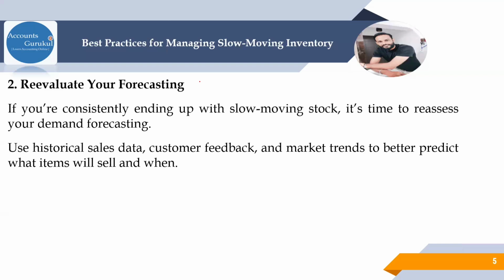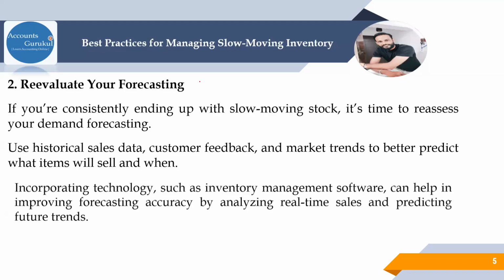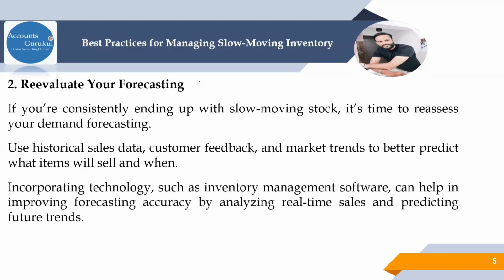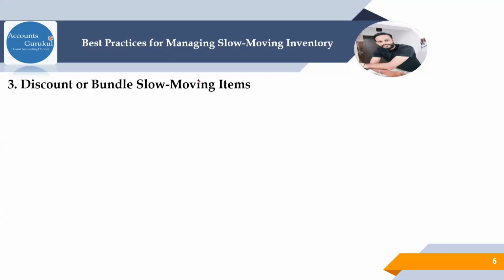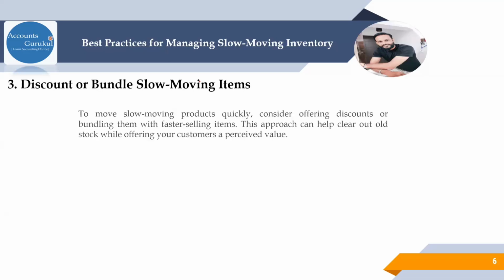We have to do the analysis. We have to interpret how much is going to be the sale, and what's the time frame for that. And based on that, we have to maintain our inventory. Incorporating technology such as inventory management software can help in improving forecasting accuracy by analyzing real-time sales and predicting future trends. The third one, discount or bundle slow-moving items.